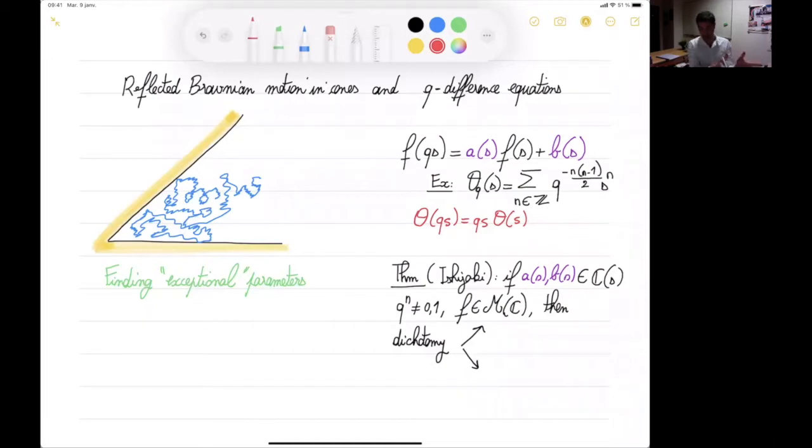And also in this world, so in the probabilistic world, we had the exceptional parameters. And also in this Q difference equations world, we do have some nice theorems. And I wanted to mention this one by Ishizaki. So it's dated 98. And it says that if we have a solution to such a Q difference equation, we have a dichotomy, I mean, for the behavior of the function. So either the function will be quite simple and the function will be rational. Or if not, and so for me, let's say the function is rational, I will call it an exceptional function.